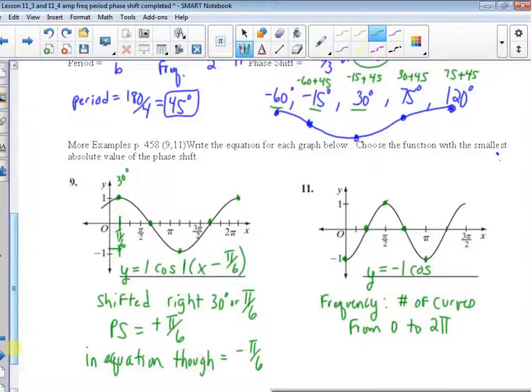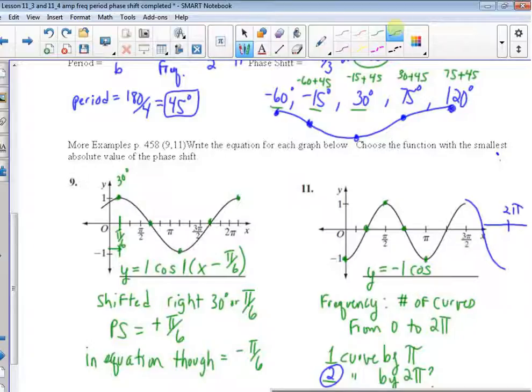Well, I'm seeing one curve by pi, so how many curves would I see by 2 pi? I believe I would see 2. Okay, so it's just going to continue to do this out here to 2 pi. So our frequency is 2. And that's that one. There really was no phase shift on that. You could write it using a sine phase shift, but if you were taking a Regents exam, I don't know why you would. You'd want to write that.